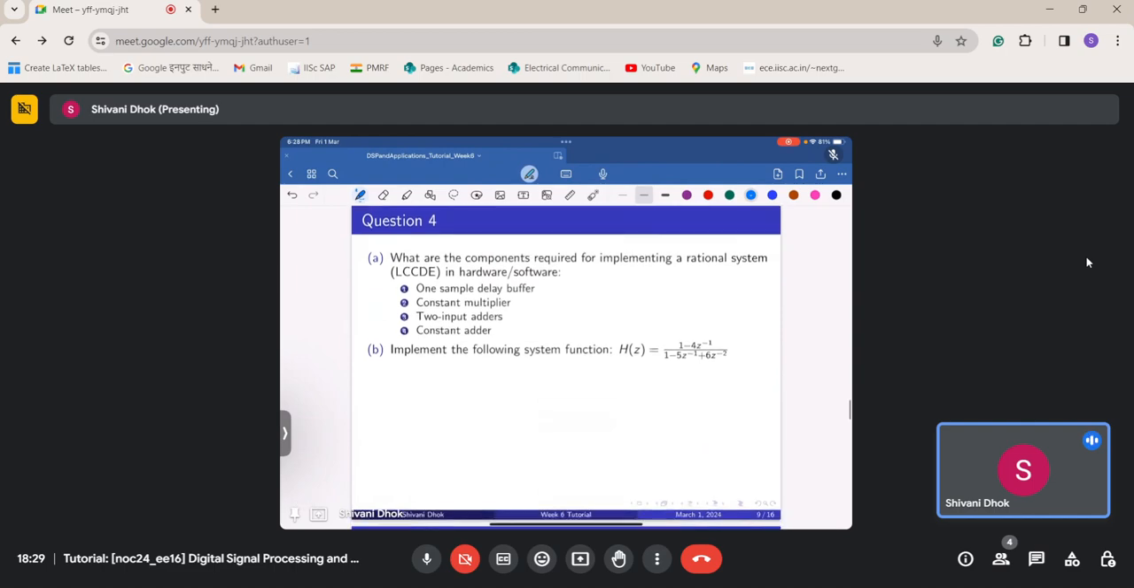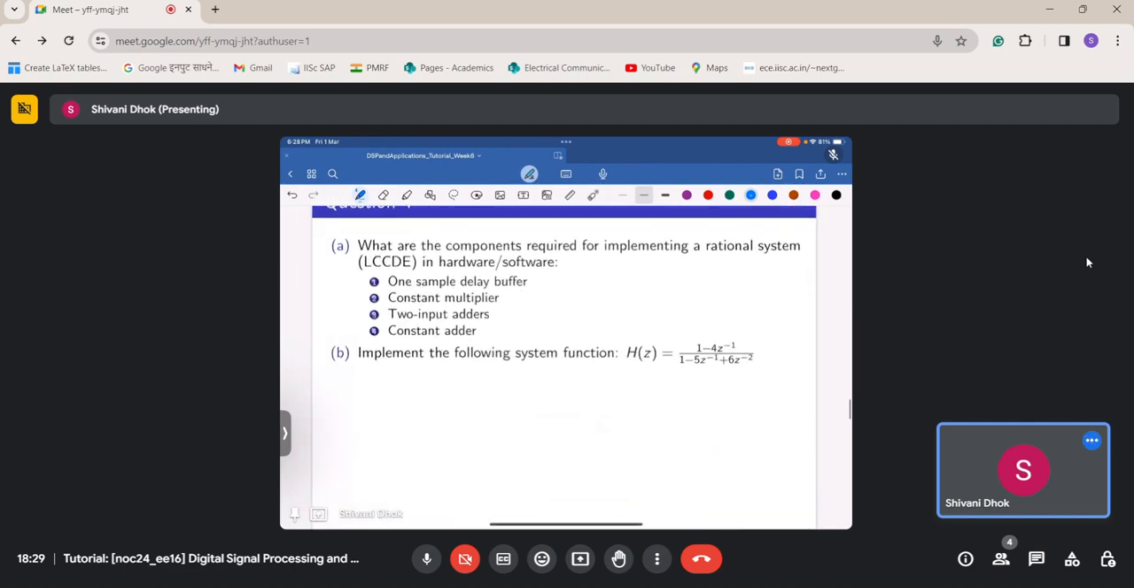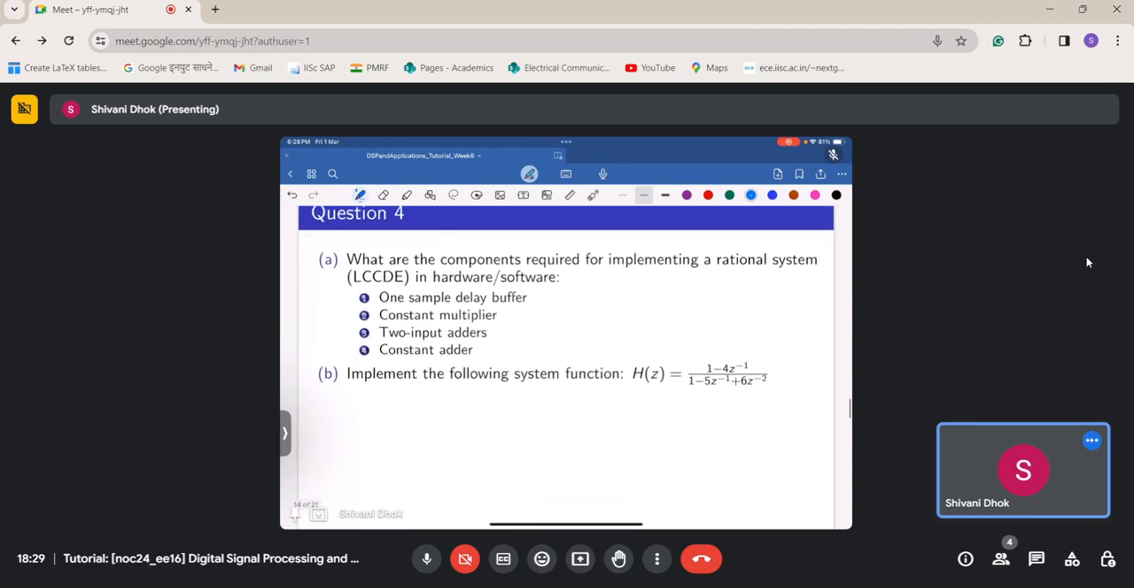So this is the fourth question. It has two subparts, so let's start with the first one. It says, what are the components required for implementing a rational system or a linear constant coefficient difference equation, that is LCCDE, in hardware or software? The four options are: one sample delay buffer, constant multiplier, two input adders, and a constant adder.